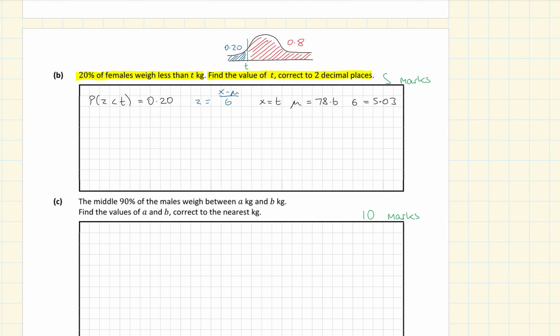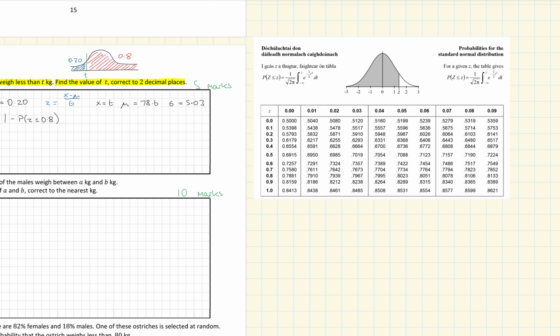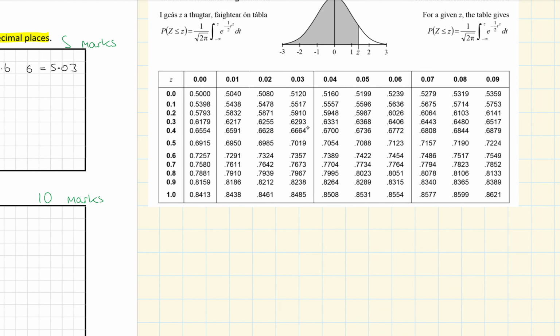Okay, so this is where our 0.8 now will come into play. So the probability that Z is less than T is going to equal 1, because the whole area here is 1, minus the probability that Z is less than or equal to 0.8. So for our 0.8 now, we go to our log tables. I'll pull these up on the screen now. Give me 1 second. Okay, so we've gone to our log tables and we are looking for 0.8. So we scan our values in here.